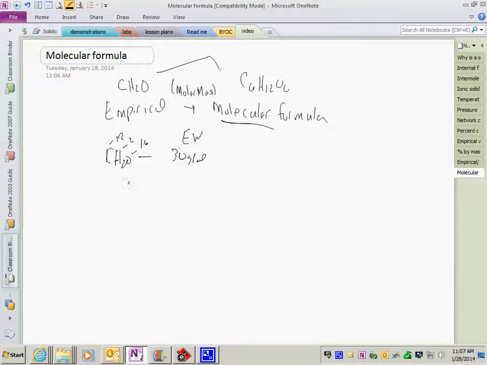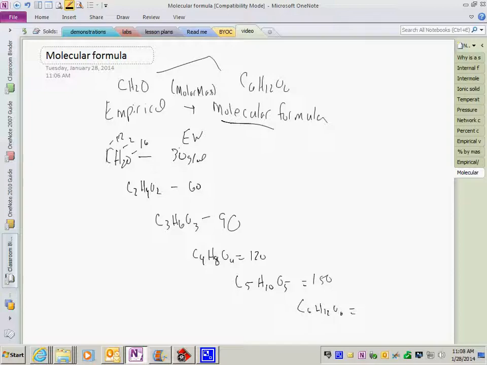So, for example, C2H4O2 would weigh 60, C3H6O3 would weigh 90, C4H8O4 would weigh 120, C5H10O5 would weigh 150, and C6H12O6 would weigh 180. So you can't get the molecular formula without the molar mass. You determine the empirical formula, and by the way, the molar mass is 180 grams per mole.